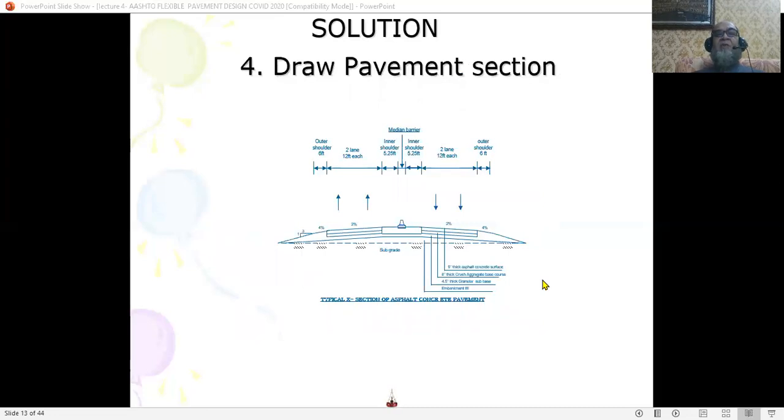So this concludes our discussion on the design of asphaltic pavement using the AASHTO method.